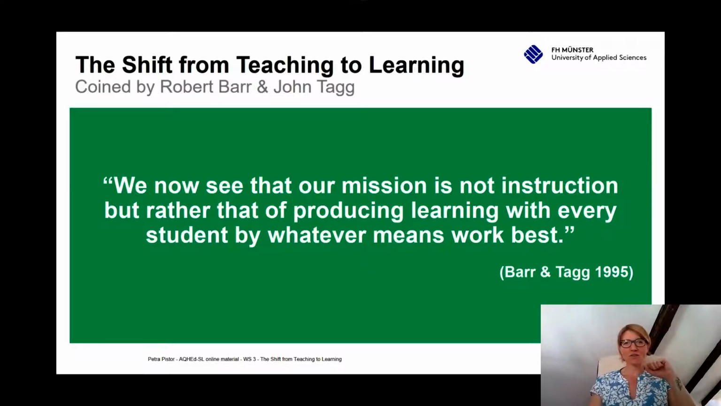They, amongst other authors at that time, wanted to promote a constructivist approach to learning. They claimed that up to this day, American colleges have been there to provide instruction, but that a paradigm shift had started at that time, which included to now see colleges as institutions that produce learning. I would like to cite the Change article. There it reads, "We now see that our mission is not instruction, but rather that of producing learning with every student by whatever means work best."